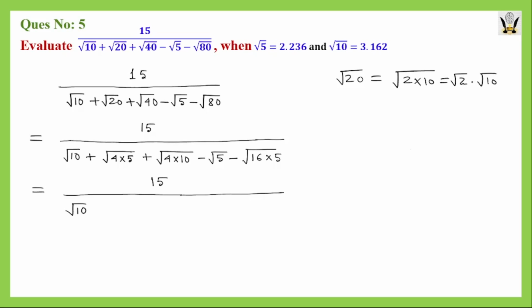So here root 2 is an irrational number, root 10 is also an irrational number, but in the problem statement we have only root 5 and root 10, those values are given, but the value of root 2 is not given, and so we will assume that the value of root 2 we don't know. So we have to simplify this problem sum based on only the values that are given for root 5 and root 10.